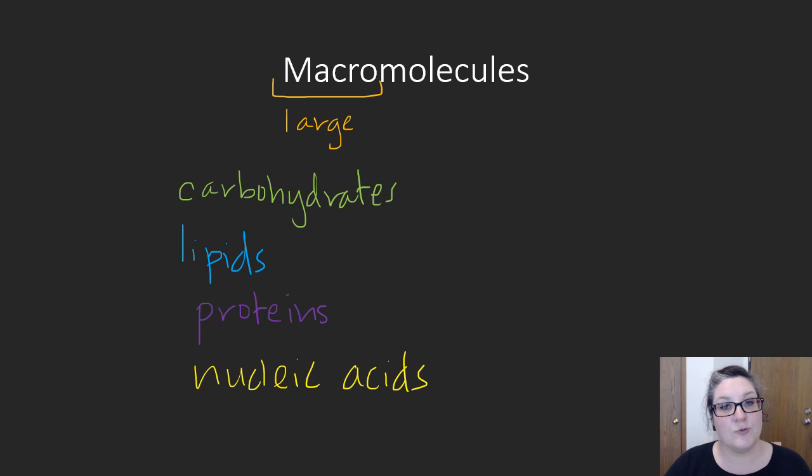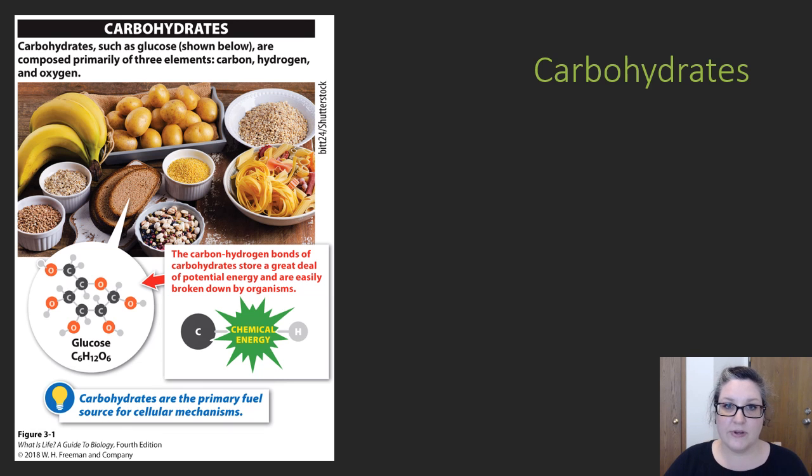So let's go through each one of those, and I will describe some of the characteristics of each. So carbohydrates is the first of the 4 types of macromolecules we will talk of. So carbohydrates contain carbon and oxygen and hydrogen, as you can see in the figure on the left, figure 3.1. So we see in this area here that we have carbon and oxygen and all those little hydrogens around it.